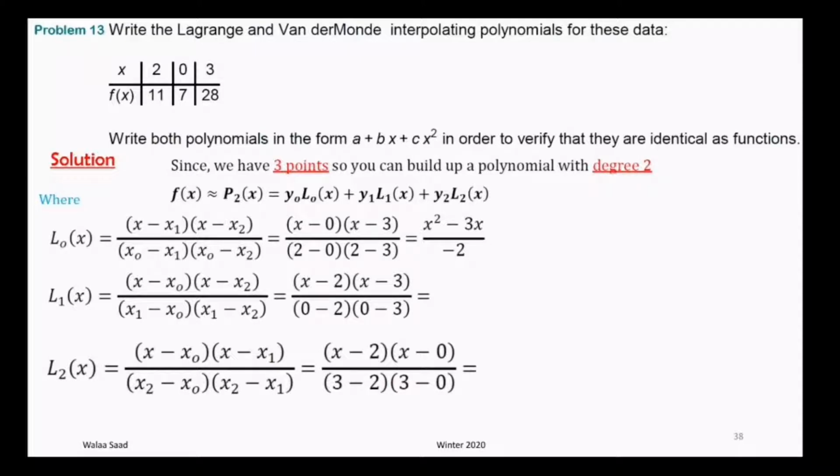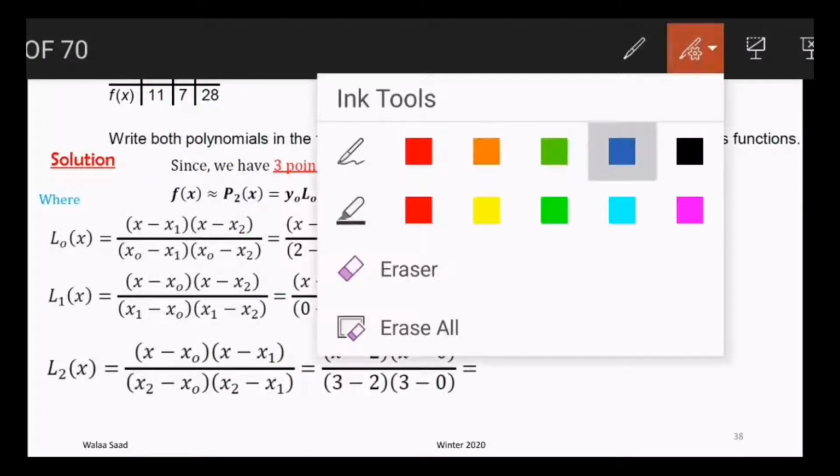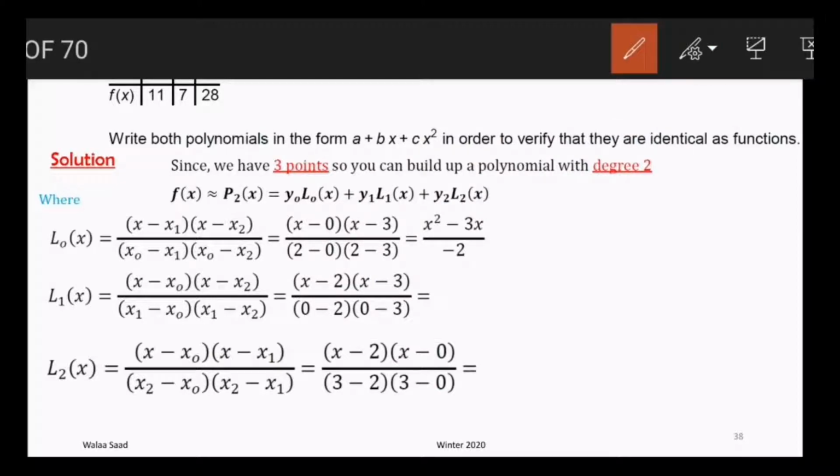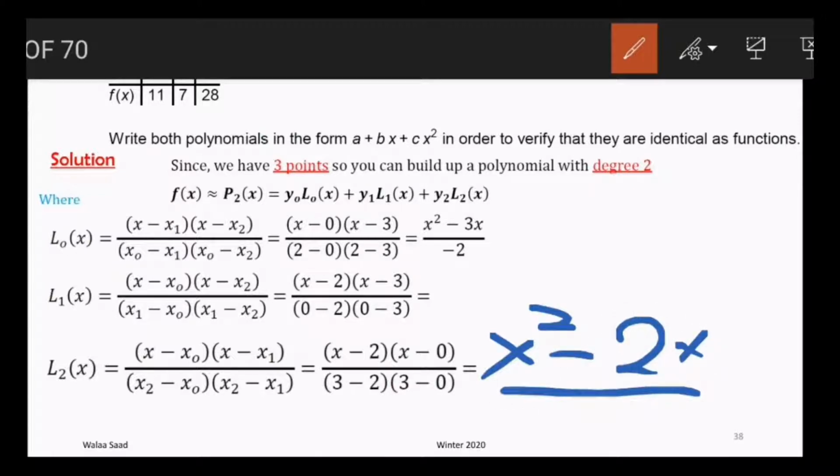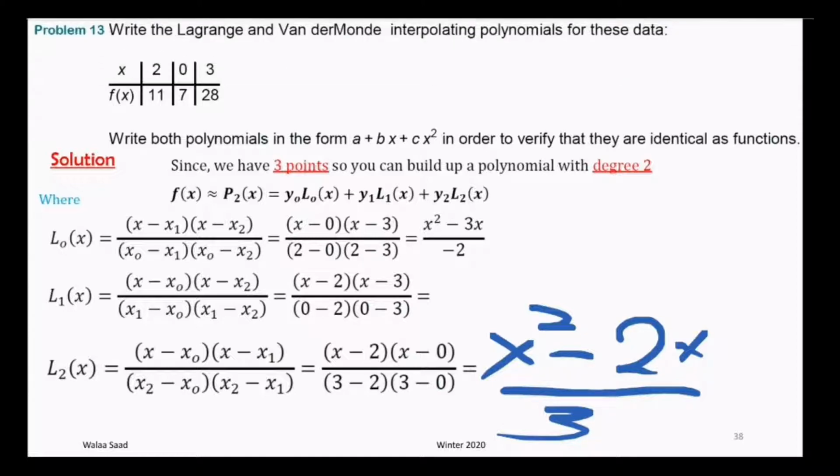compute the L sub 2. Again, we use x minus x0 and x minus x1, so we only missed the x2, and in the denominator we will use this x2 this time minus every other value of the given x values. And let's rewrite this after the substitutions. We will have x squared minus 2x, divided by 3 minus 2, which is 1, times 3, which is the 3.